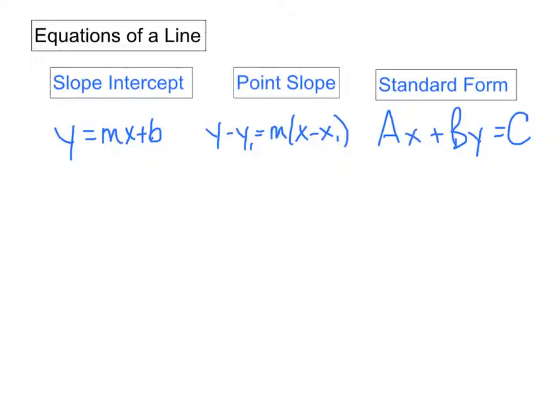In this video, we're going to talk about the equations of a line. All these graphs are going to be linear, so they're going to look similar to a line. Basically we have three types: slope-intercept, point-slope, and standard form.